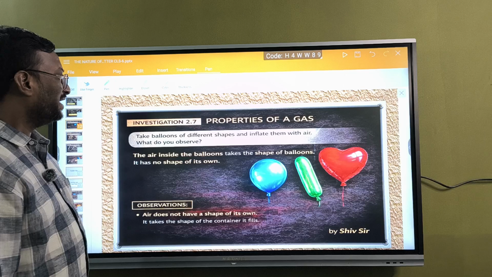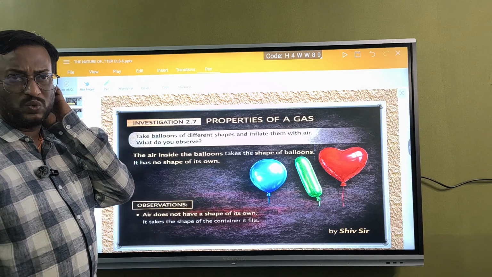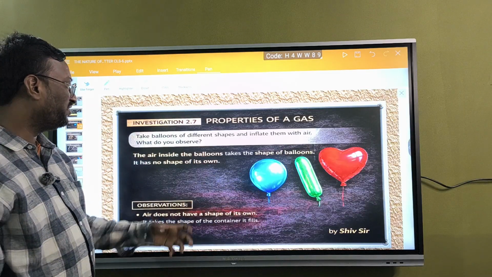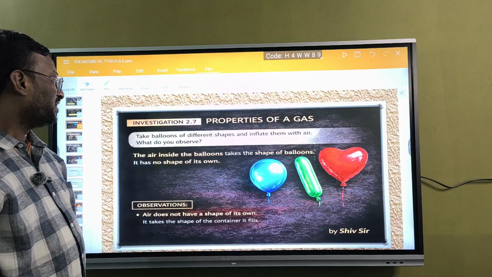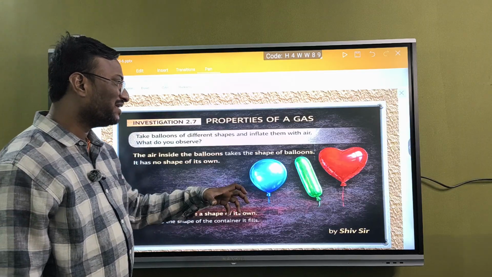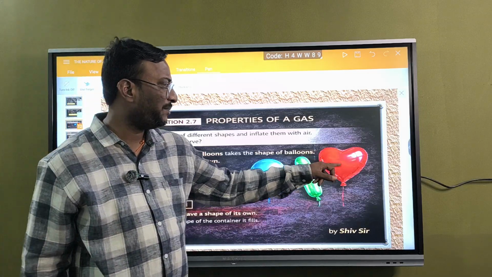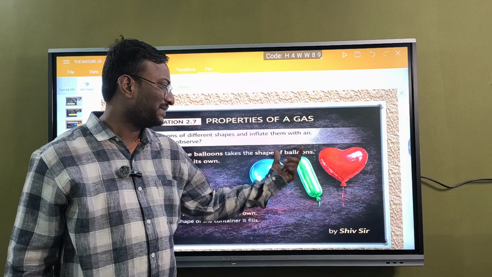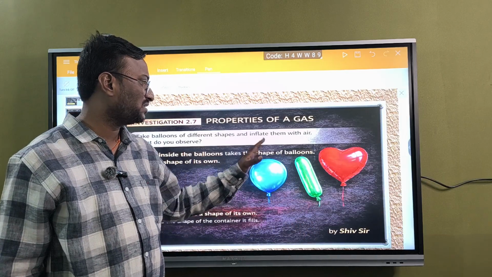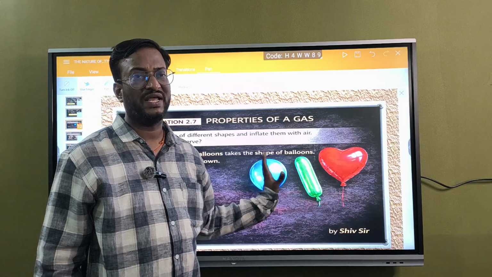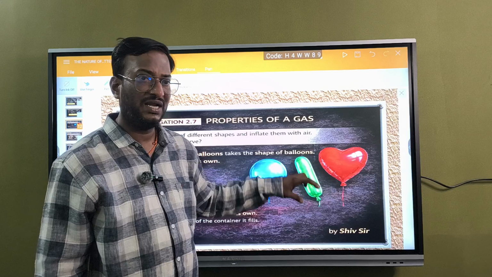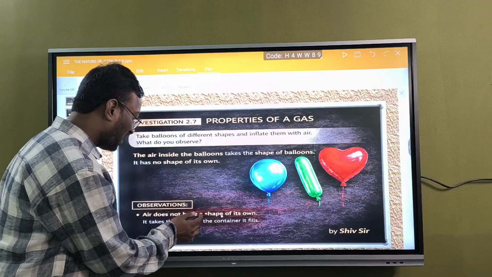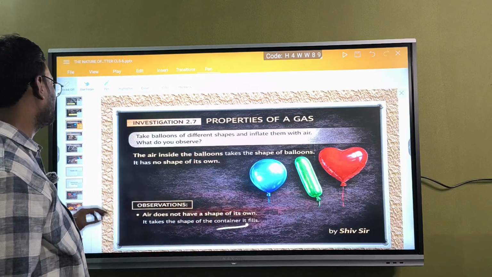And next, we go for one more investigation to explain the property of gases. Take different shapes of balloons and fill air inside them. The air inside the balloon will take the shape of the balloon. If it is heart shaped, it will take heart shape. If it is some other shape, it will take that shape. Similarly, if it is a sphere, it will take sphere shape. If it is cylindrical, it will take cylindrical shape. So air does not have any shape and it will take the shape of the container in which it is filled.